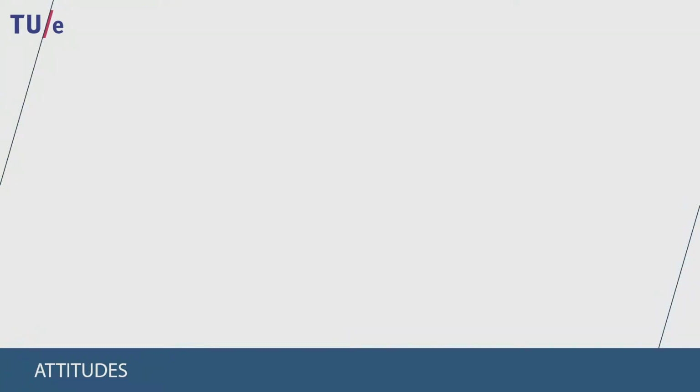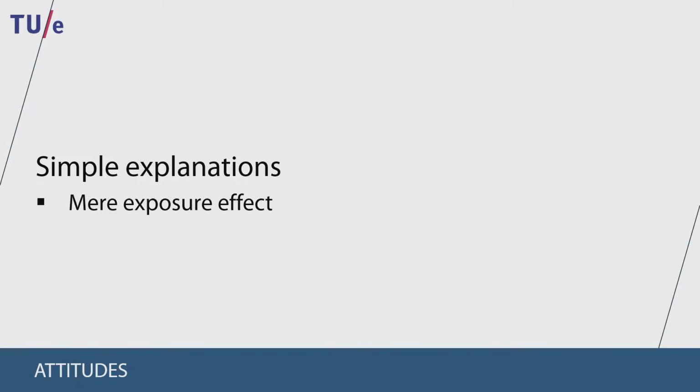Many different explanations can be given for how attitudes are formed. Some of these are what the book refers to as simple explanations. The first one is the mere exposure effect, which states that the more we are exposed to an object or person, the more positive our attitude towards that object or person becomes.